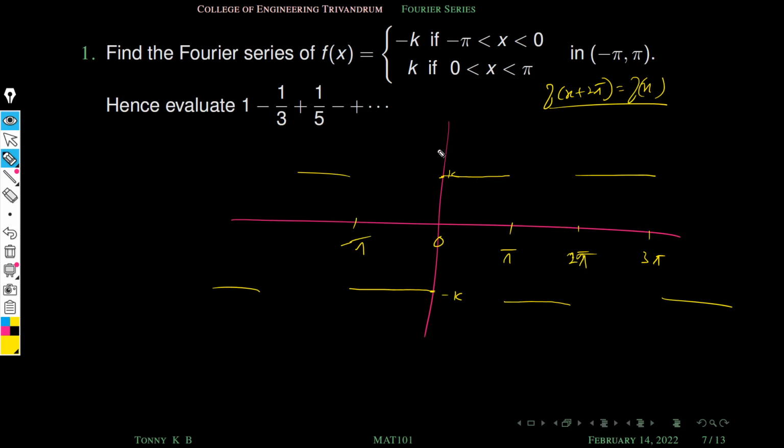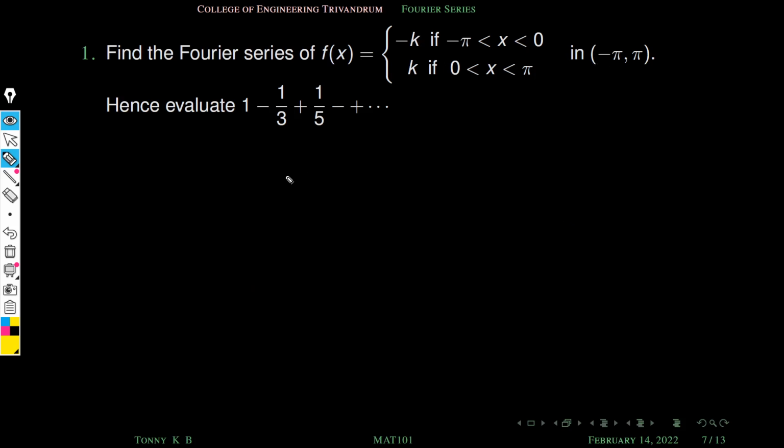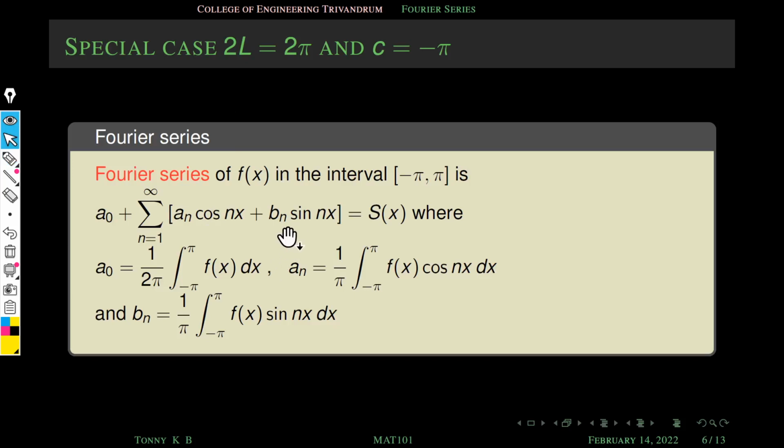Okay, anyway we are going to find the Fourier series of this function in this interval. After that we have to evaluate the value of this infinite series, 1 minus 1 by 3 plus 1 by 5 minus plus etcetera. Okay, we know that the Fourier series in this interval is this one, and A0, An and Bn are given by these formulas. So first we have to evaluate A0, An and Bn using these formulas. Then you have to substitute.